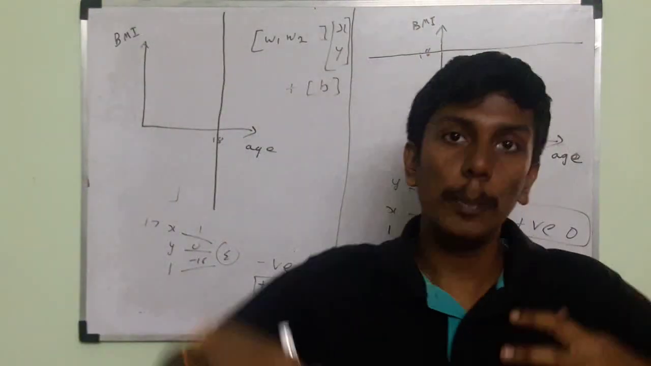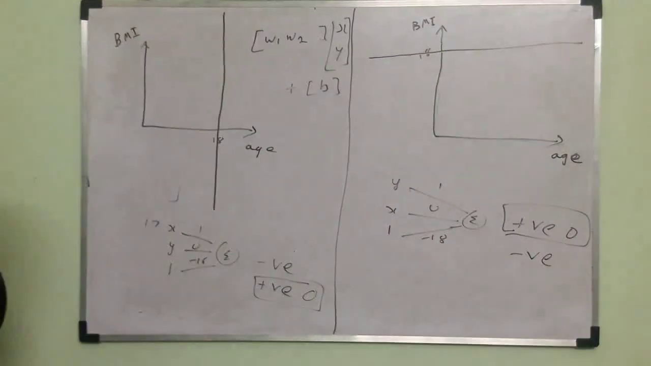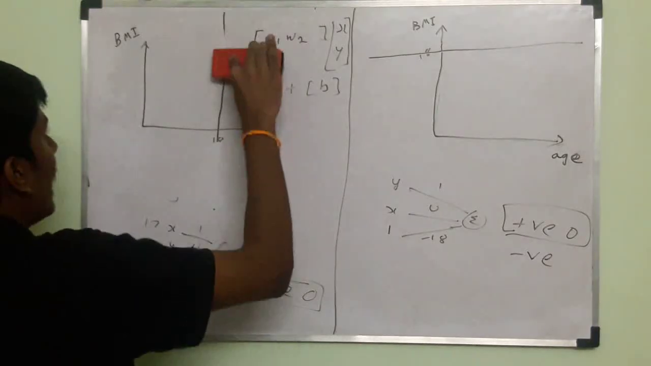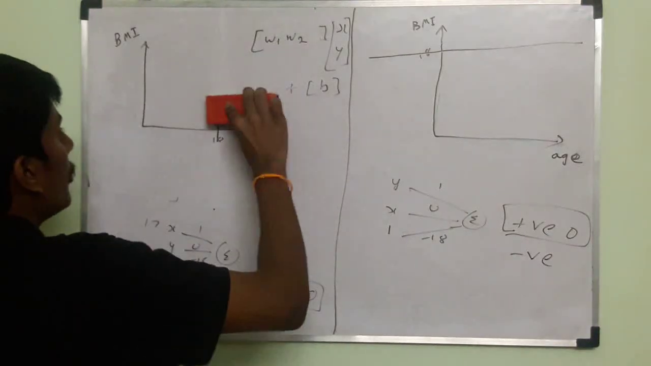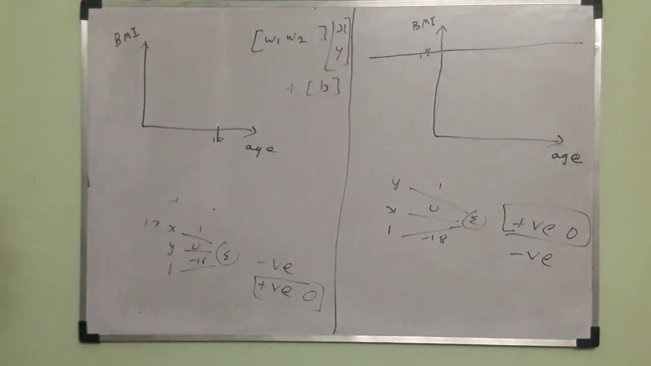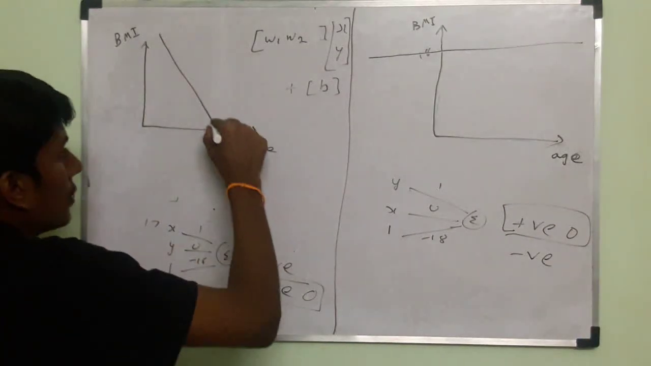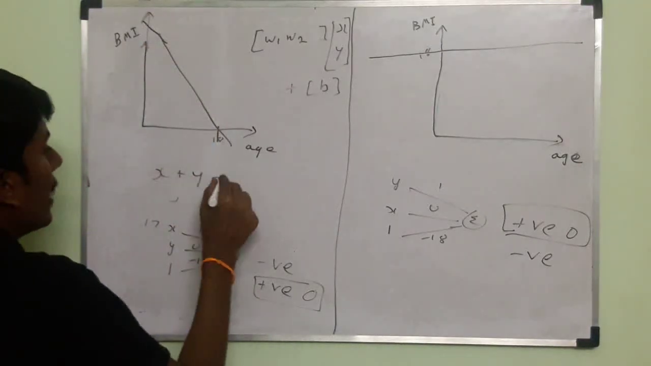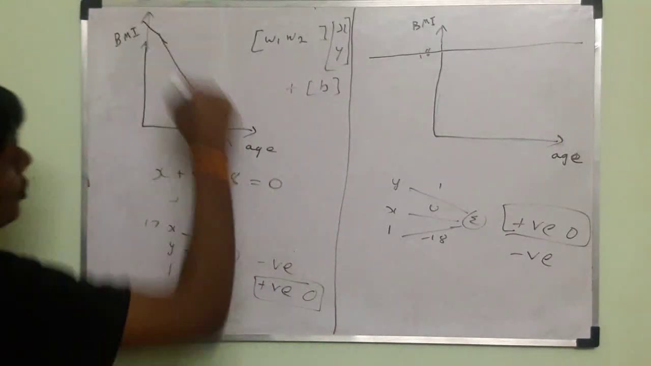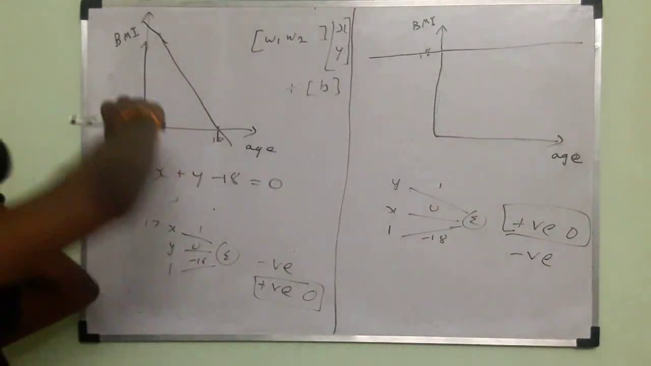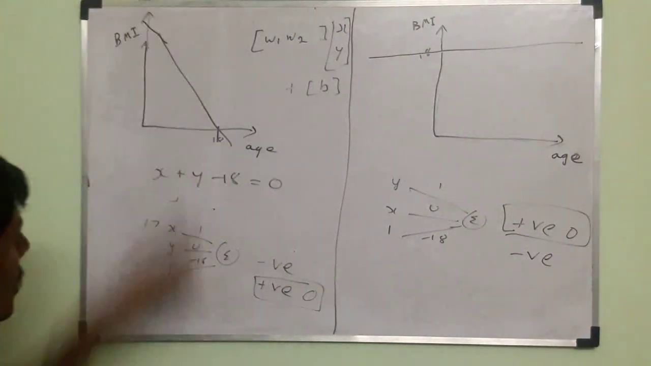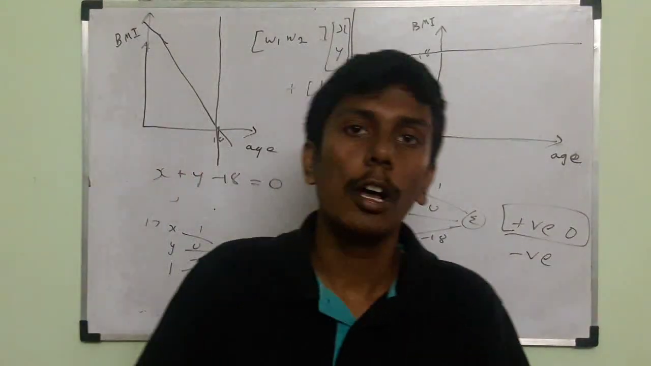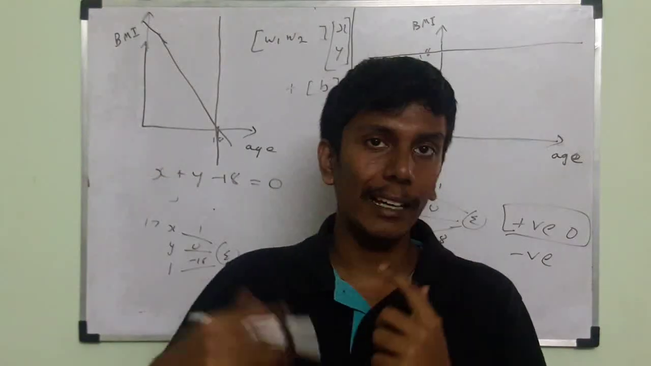The neural network will predict this line. Initially, the neural network will start with a random line, and the line will correct itself to achieve the perfect line. So initially, let's say the neural network has something like this, x plus y minus 18 is equal to 0. So that is this line. We have to tilt this line to bring it like this. That will be done using neural networks. How? We use something called training and gradient descent.